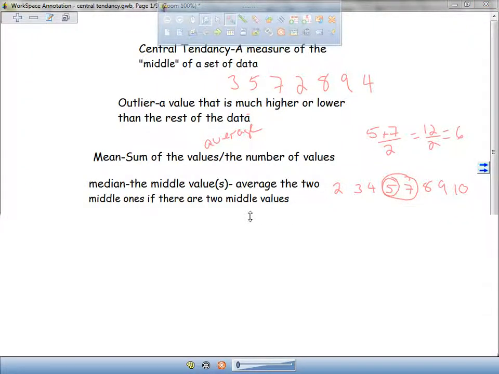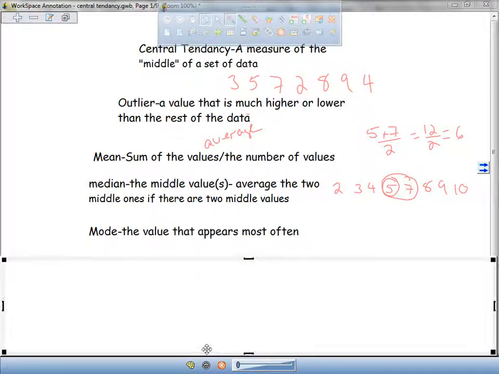Okay, and what else? The mode is the value that appears most often. Okay? So if I have a bunch of numbers, so 3, 5, 5, 8, 8, 8, 7, 9, 11, 11. What's the mode? 8, because it appears the most times.